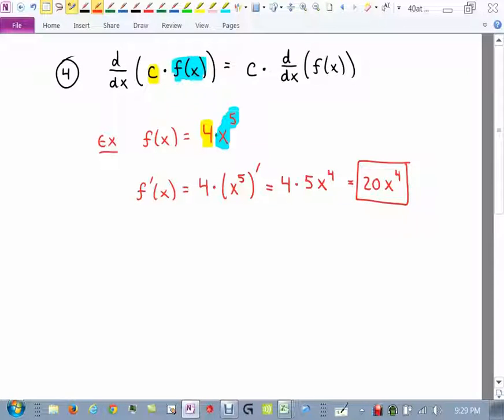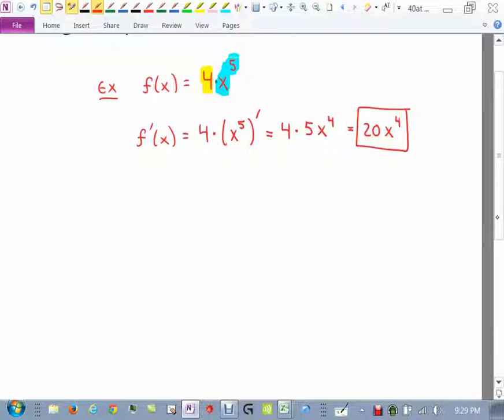I think that's good. Trying to wrap up a couple of things here.